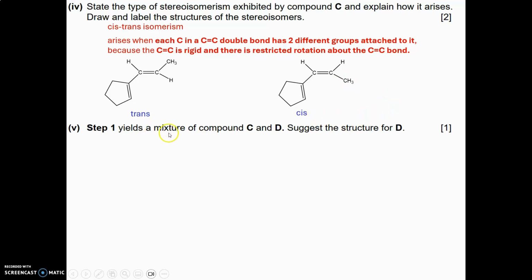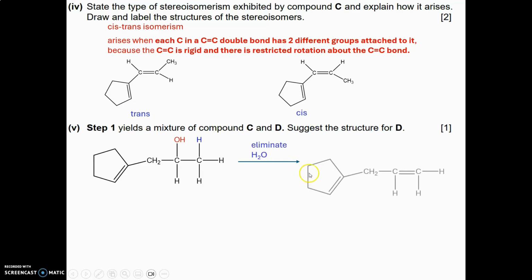Finally, the last part, step 1 produces a mixture of compounds C and D. Suggest a structure for D. So this is your compound A. To form compound C, we will remove a H from this carbon as well as the OH from this carbon to form compound C, which is this. But we can also remove a H from this carbon and the OH from this carbon to form another alkene. So if we do elimination this way, it forms this alkene as a product. So this is the structure of D.